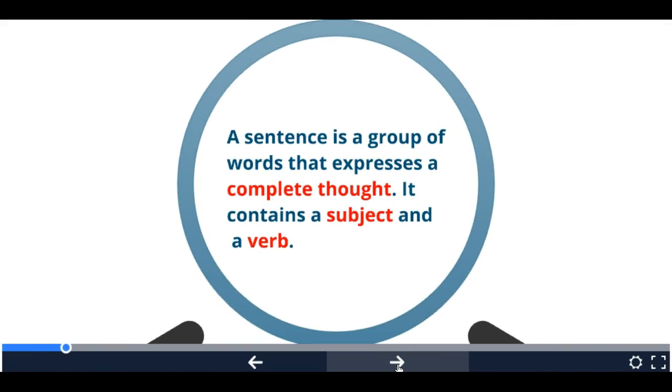A sentence is a group of words that expresses a complete thought. It doesn't have to be long, but it contains a subject and a verb. Wherever the verb starts, we just call it the predicate. It's a fancy way of saying where the verb starts, but it has to have a subject and a verb to be a sentence.